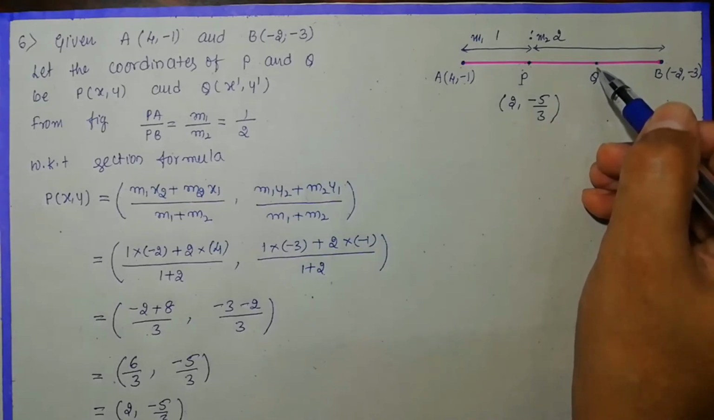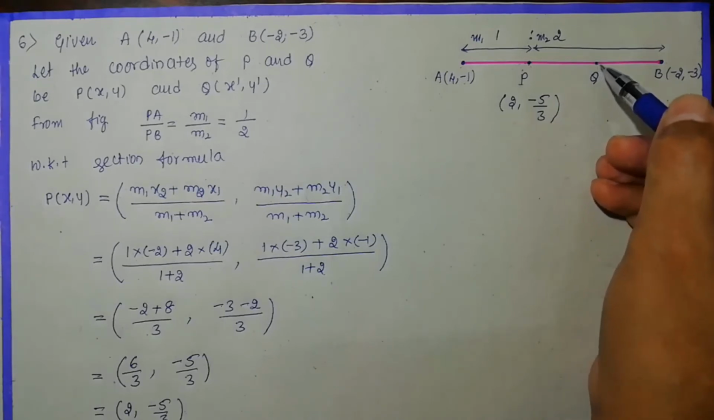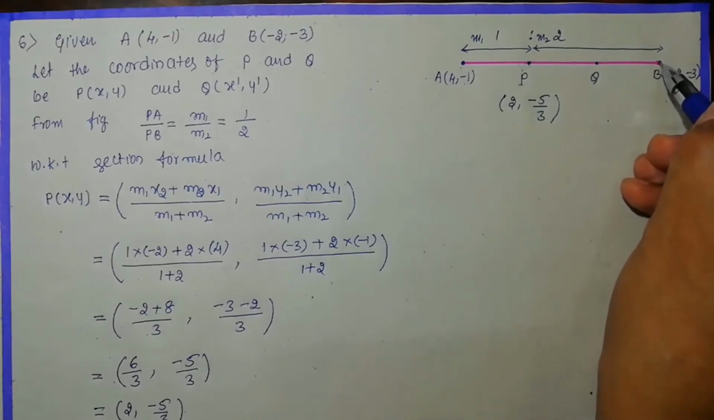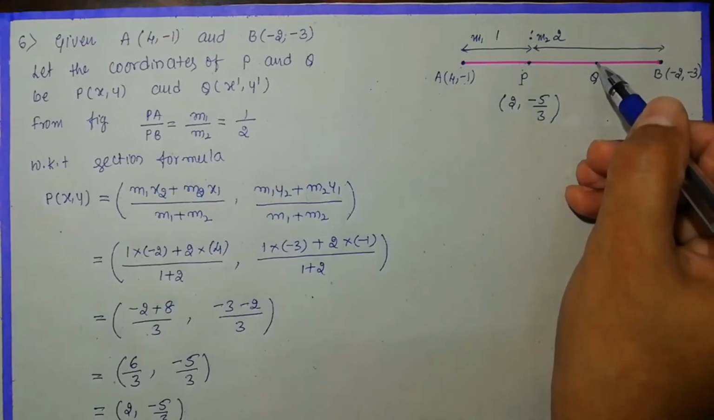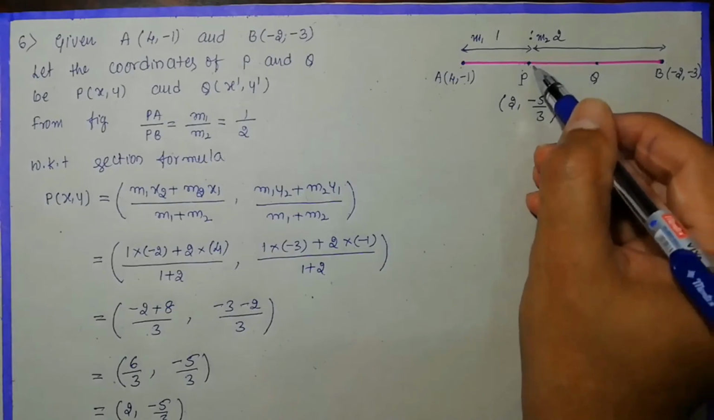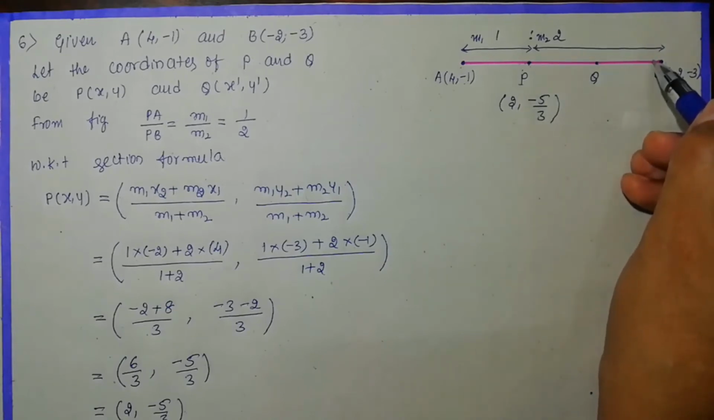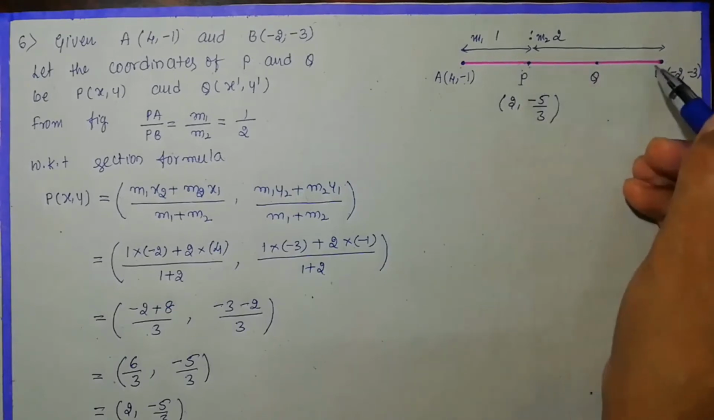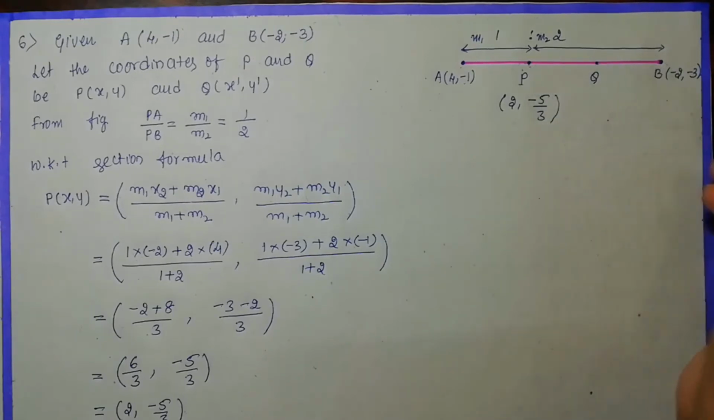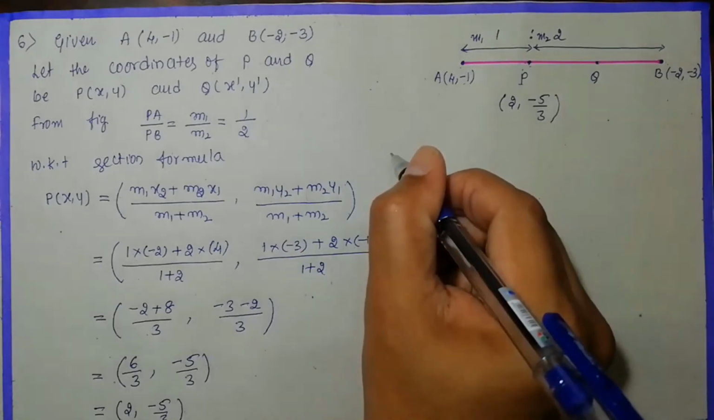But the simplest method is, look here, if you just consider PB, how can you treat Q? Q will become the midpoint of PB. So if you apply the midpoint formula for the points P and B, that is, if you find the midpoint of PB, then you will immediately get the coordinates of Q. Application of the midpoint formula is very easy when compared to the section formula. So that's why I'm going to use the midpoint formula here. Now I'm going to write it down.